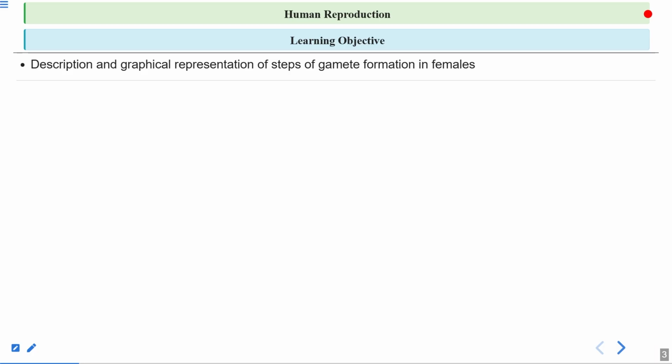Today, we will use a graphical representation to understand the steps involved in gamete formation in the females, meaning oogenesis. I'll tell you about the ploidy level of the cells formed during oogenesis. Ploidy level means the chromosome number. Which cell is haploid, which cells are diploid, and how many chromosomes they have. Then which cells are formed during oogenesis. So we'll be understanding the procedure of oogenesis in this lecture.